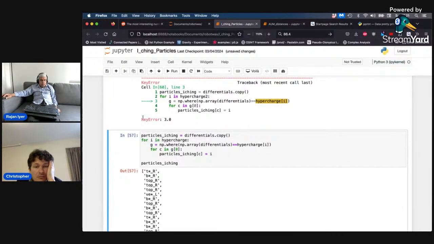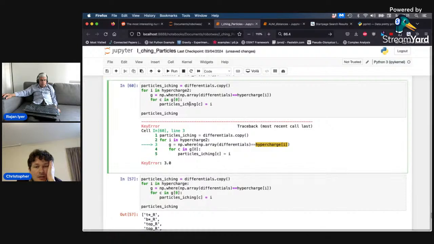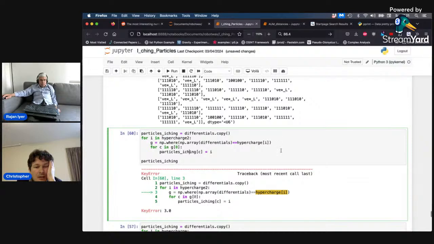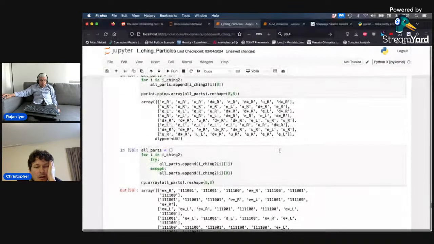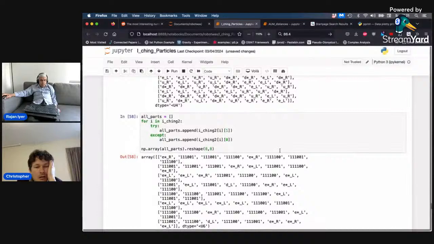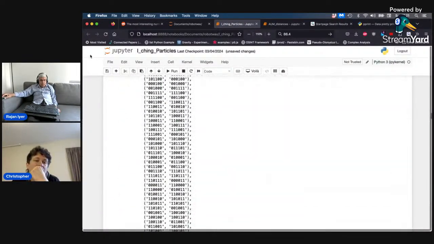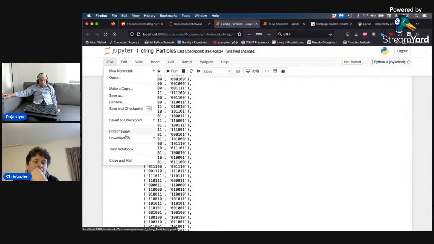I don't know if going back to your own research with the group theory... Oh, that's interesting. Why is hypercharge I not? Oh, that probably needs to be an int value, maybe. Or there is no... Okay. Huh. I'll have to look into that. I'm not sure where that error came from.